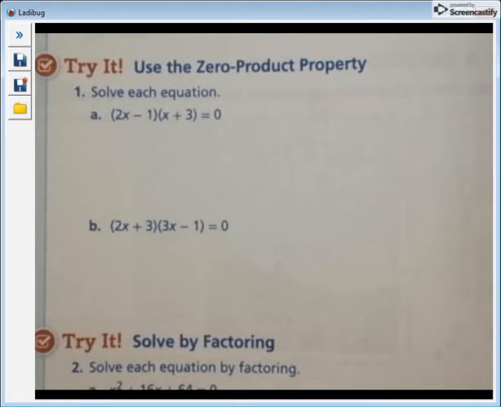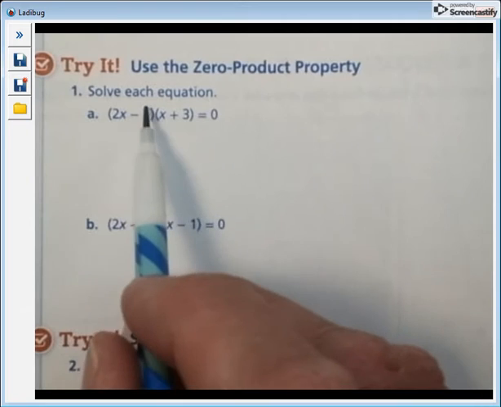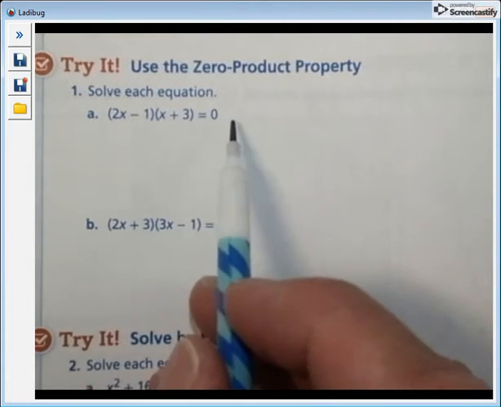Hey guys, it's Mr. Mock, and I just wanted to go over for algebra the zero product property and then solving by factoring when it comes to quadratics, okay? So what we see here are two binomials that equal zero.